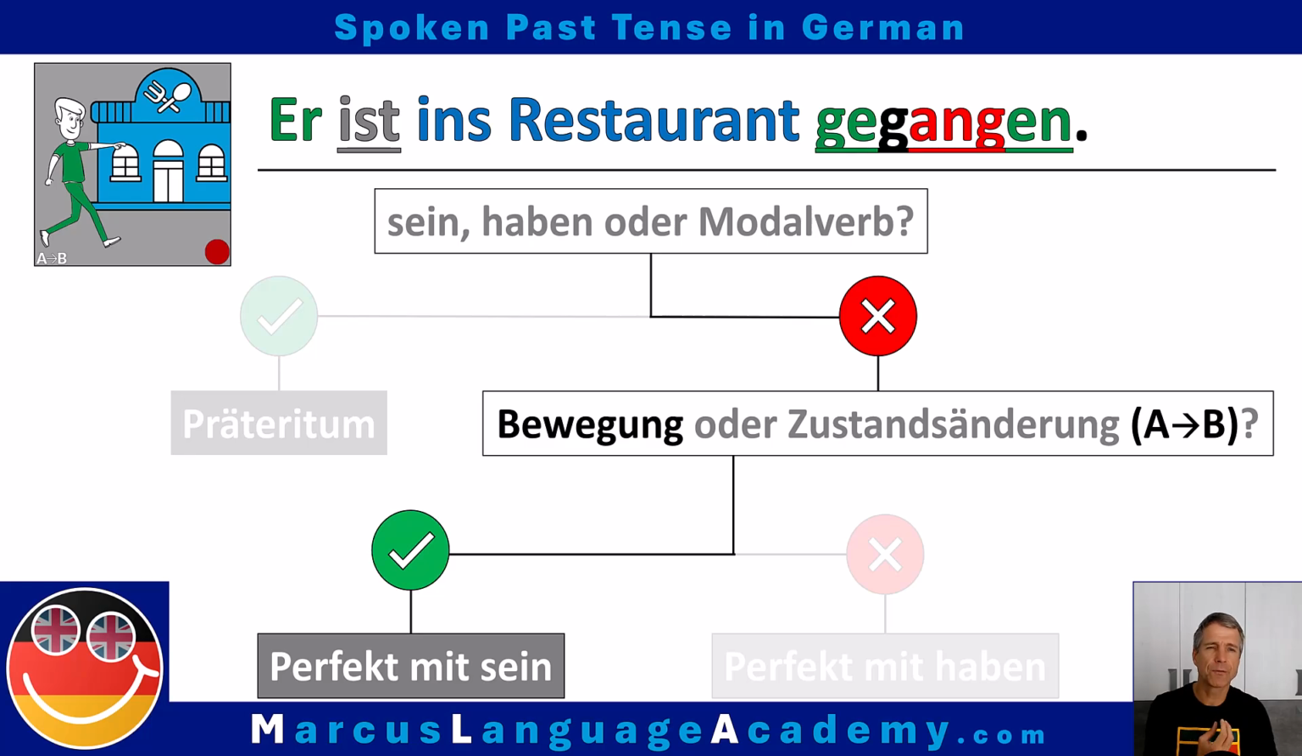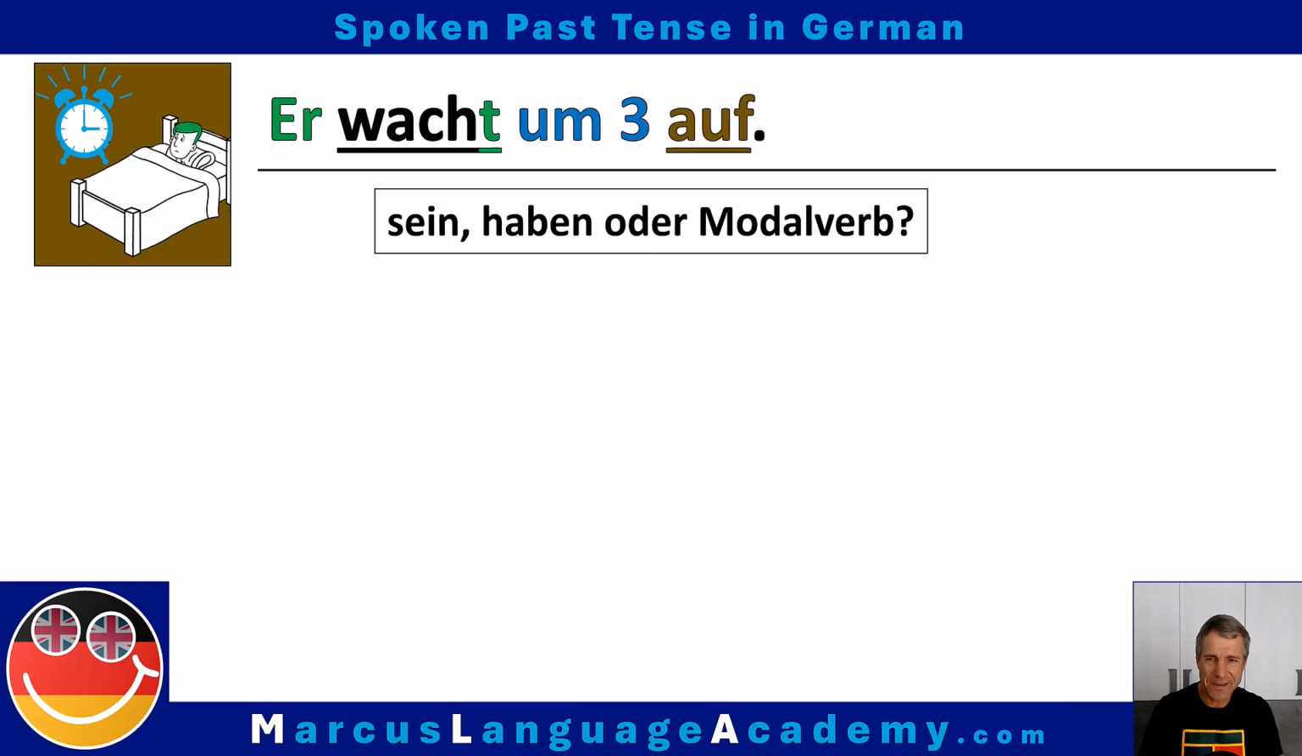Be a little bit careful with the participle because it's gegangen, it's quite irregular. No, it comes from gehen, but the participle is gegangen. But really important, we need to say ist ins Restaurant gegangen and not hat ins Restaurant gegangen. Okay. Another example. Er wacht um 3 auf. So he wakes up at 3.